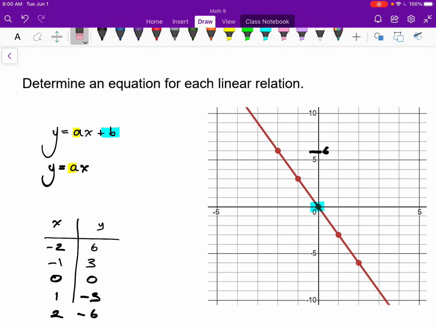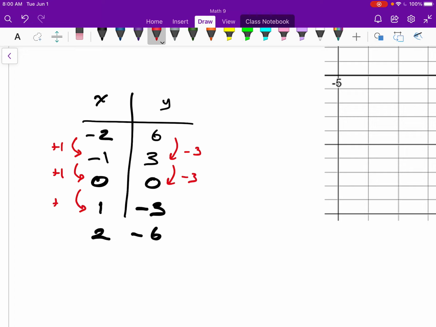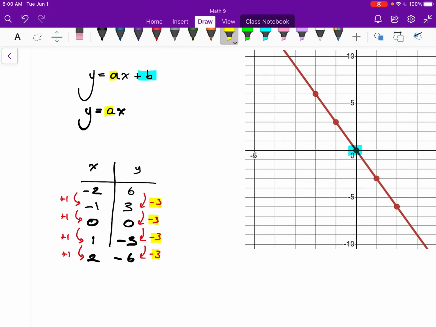So how is making a table of any help? Well, if I look at the table, quite often it makes the slope or the rate of change more clear, because I can see here every time x goes up by 1, y goes down by 3, and it's the exact same, and that's what we're always trying to find. How does y change as x goes up by 1? In this case, y goes down by 3. And that down by 3 is the rate of change. That's the slope. That's my a value. And so my equation, I can see, is y equals -3 times x.